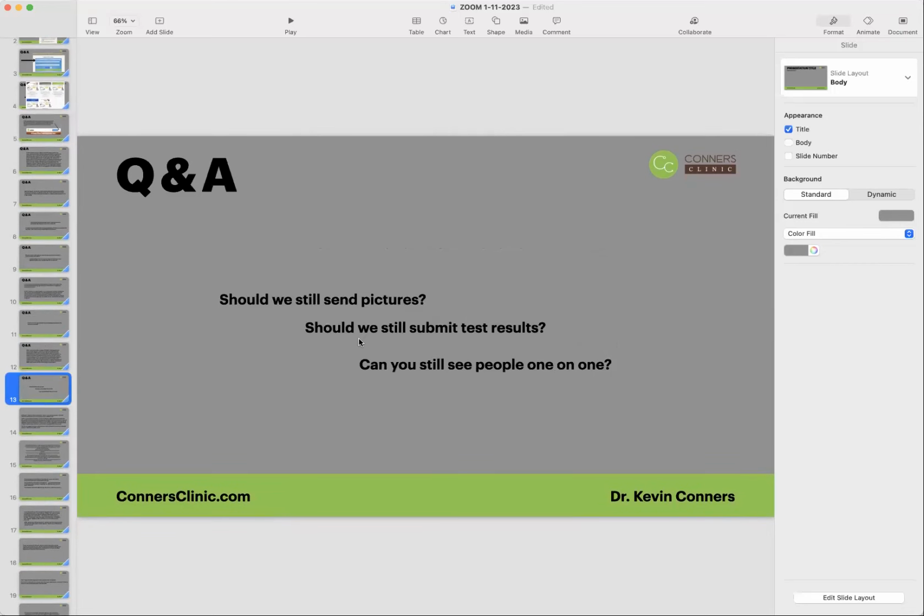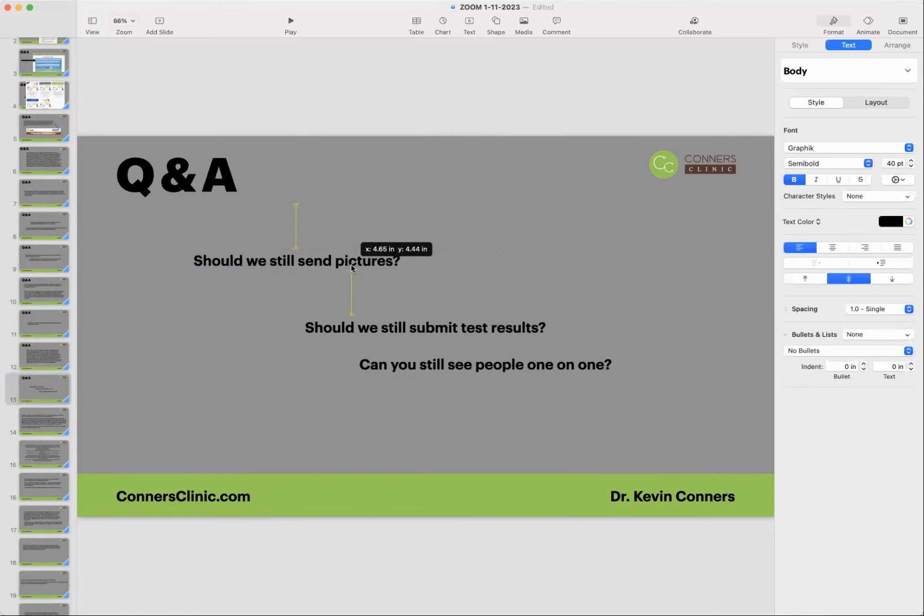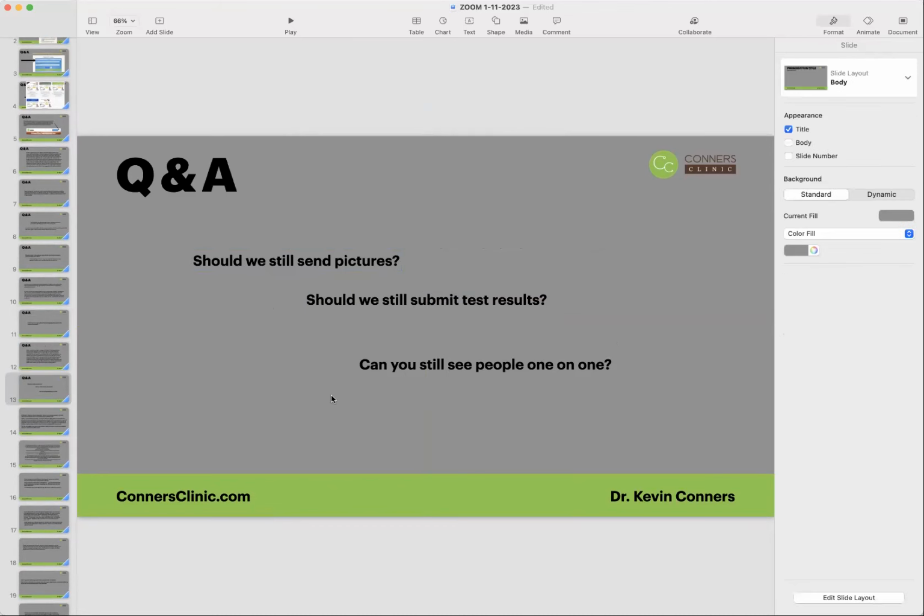Should we still send pictures? Should we still submit test results? Can you still see people one-on-one? Yes, you can still send pictures. We do put them in your file. Should you still submit test results? You certainly can submit test results. Do you see people one-on-one? No, we can't see people one-on-one anymore.